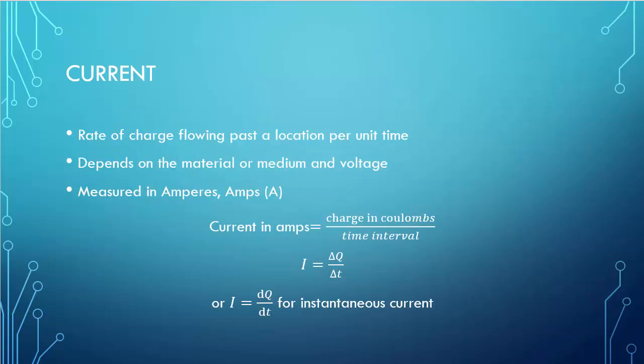And so, like I said before, it's the amount of charge that flows past a specific spot in an amount of time. And it is going to depend on the material that it's going through and the voltage that's driving it, because it is driven by the voltage or the electric field. And it's measured in amperes, which is that capital letter A. You can see the equations here. And if you want to do an instantaneous current, you just do the dq dt on a curve. And so it's just the change in charge over change in time.